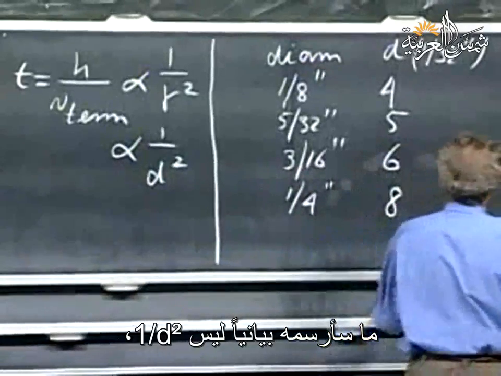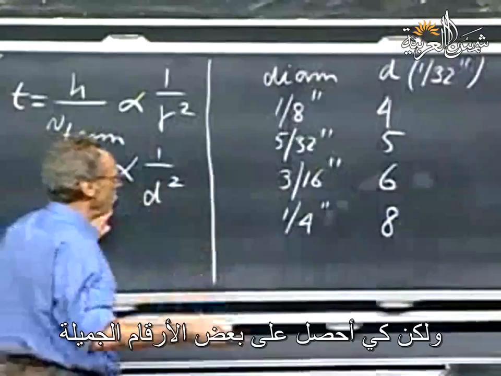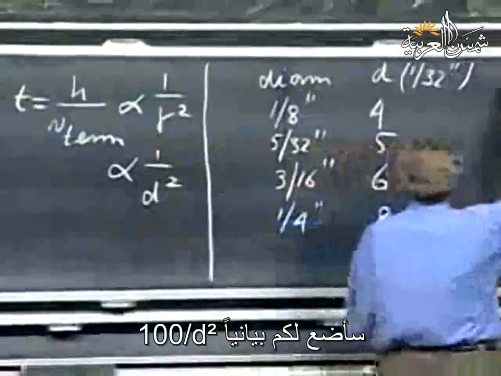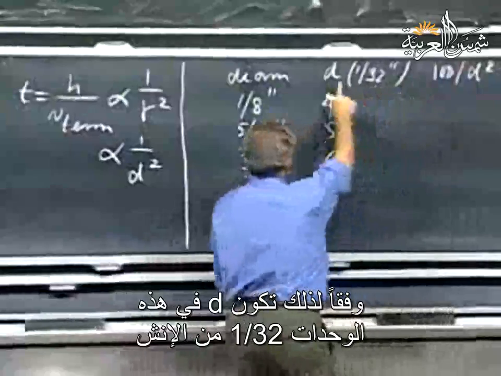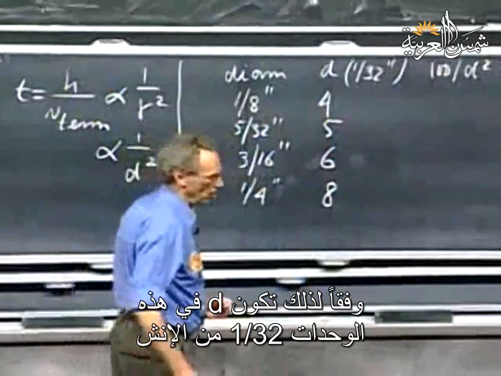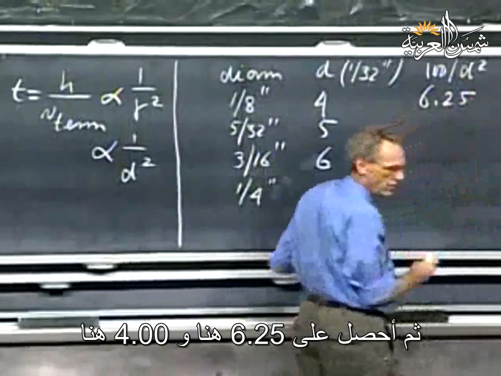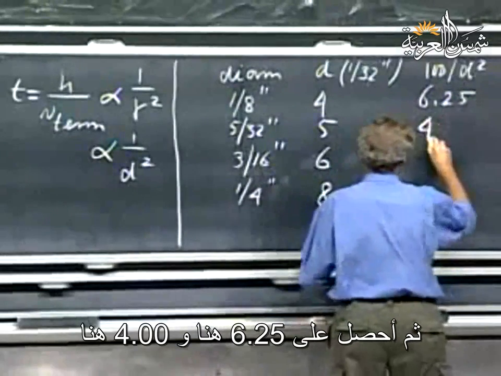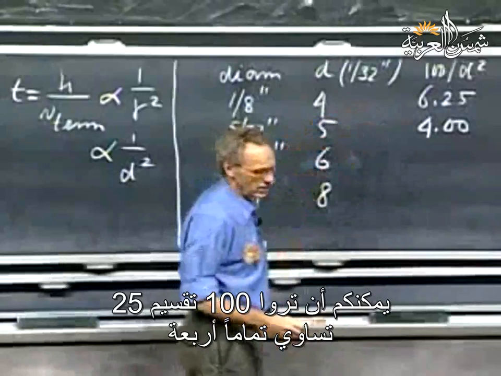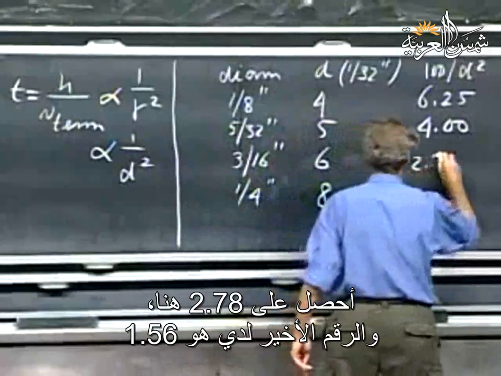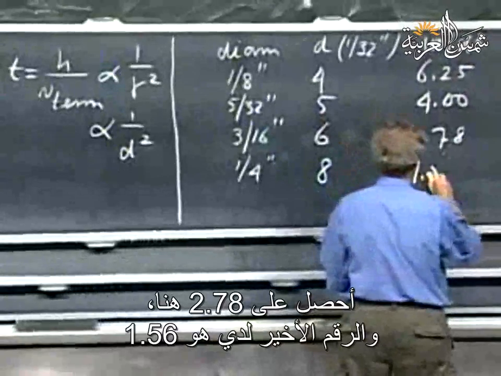What I'm going to plot is not 1 over d squared, but to get some nice numbers, I'm going to plot for you 100 over d squared, whereby d is then in these units, 1/32 of an inch, and that gives me some nice numbers. Then I get a 6.25 here, I get a 4.00 here, you can see 100 divided by 25 is exactly 4. I get 2.78 here, and my last number is 1.56.